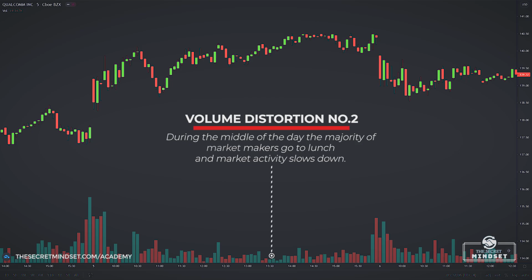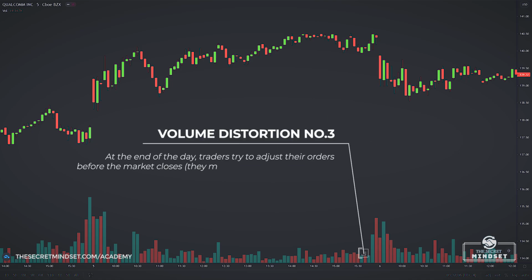Another distortion is created in the middle of the day, when the majority of market makers go to lunch and market activity slows down. A third distortion happens at the end of the day, when traders try to adjust their orders before the market closes. They may want to be flat overnight, or they may want to get into a trade, but this influx of orders at the end of the day is another distortion to the volume.